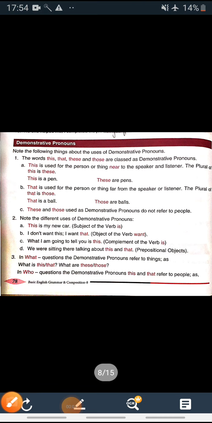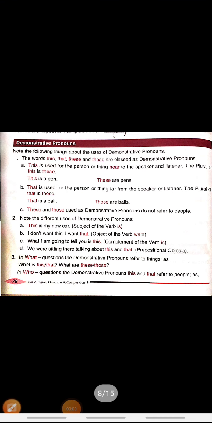This, that, these, and those are the demonstrative pronouns. This and that are for singular nouns, and these and those are for plural nouns, right? This and these are used for things which are nearer to you. That and those are used for things which are far away from you.